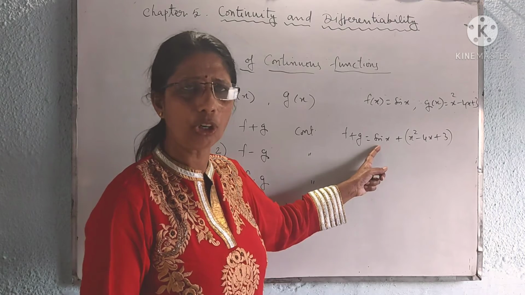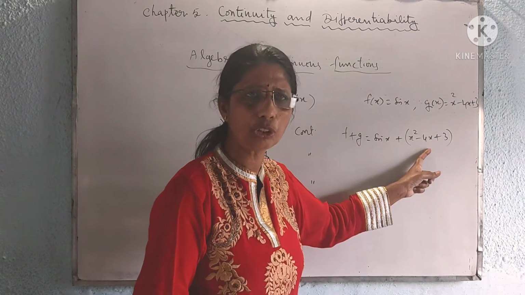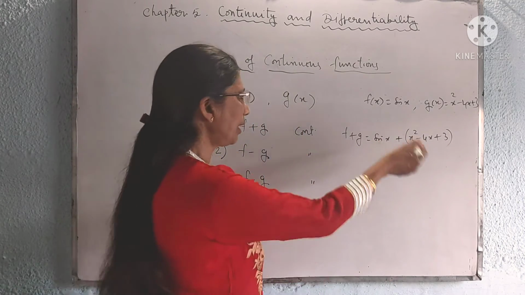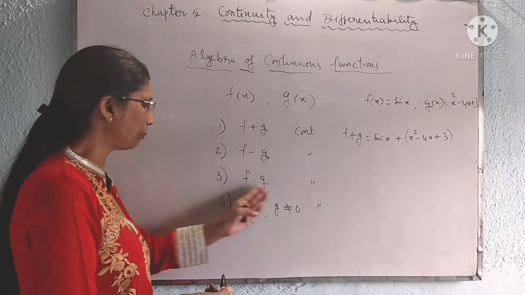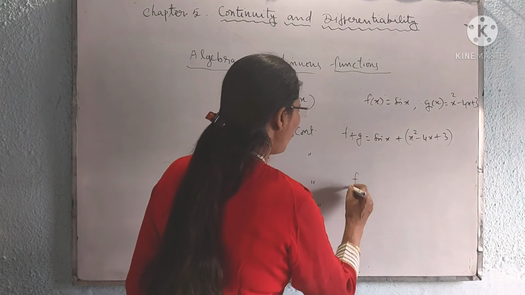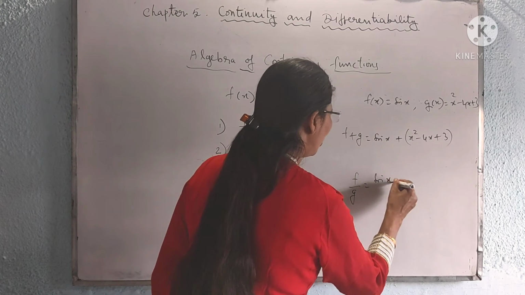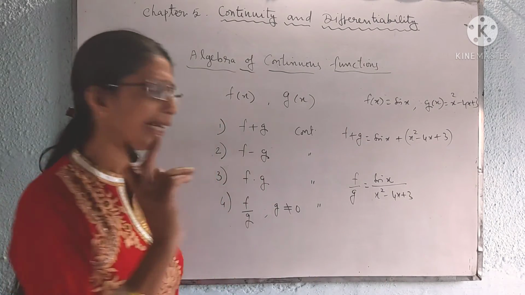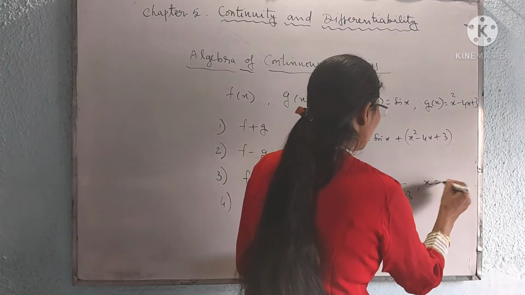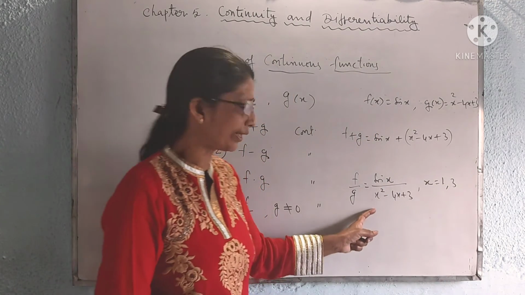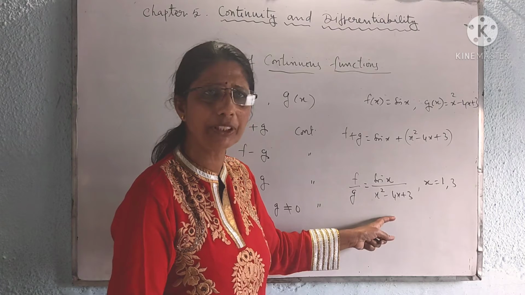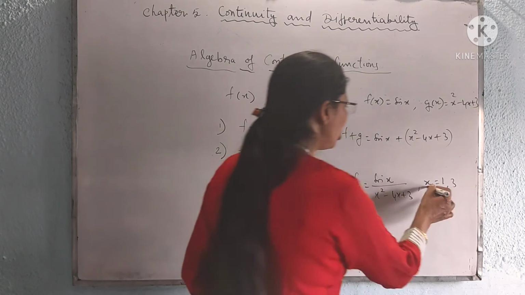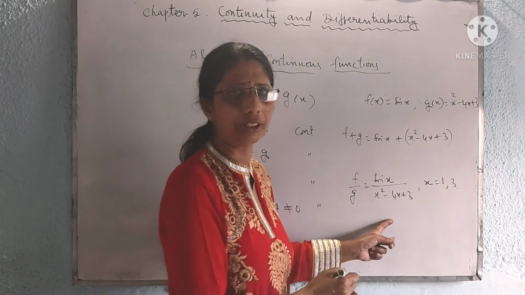Sin x is continuous in all real numbers. This is a polynomial function, which is also continuous. That means f plus g is also continuous. The same holds for subtraction and multiplication. Only the condition for f upon g, that means sin x upon x square minus 4x plus 3, is that it is always continuous except at x equal to 1 and 3. If x is 1, the denominator will be 0, and if x is equal to 3, it will also be 0. Except these two points, it is continuous everywhere.